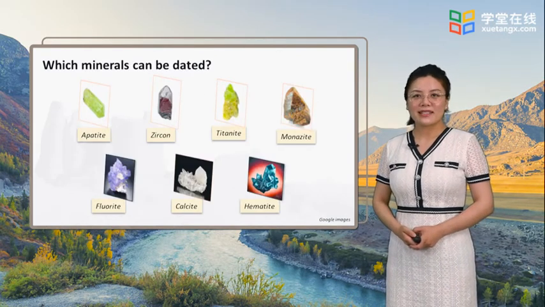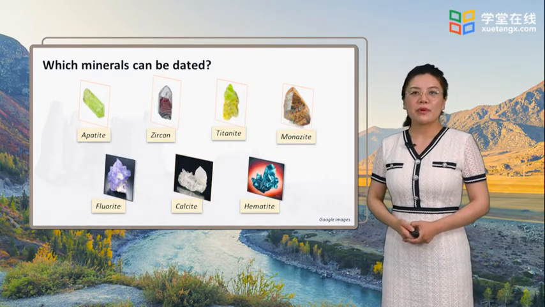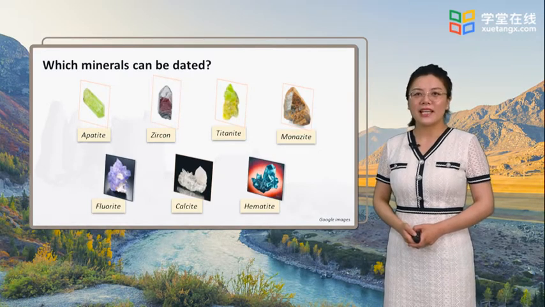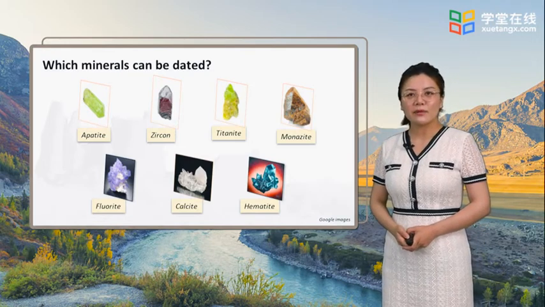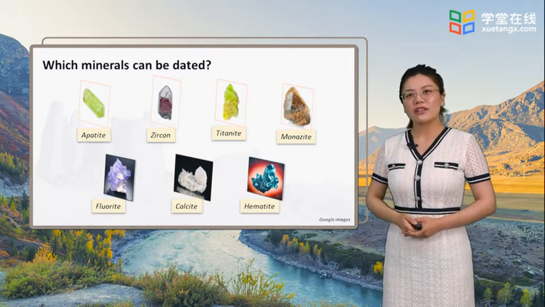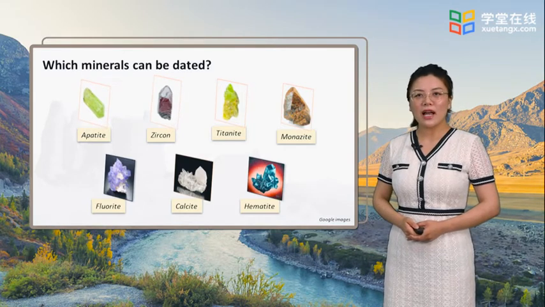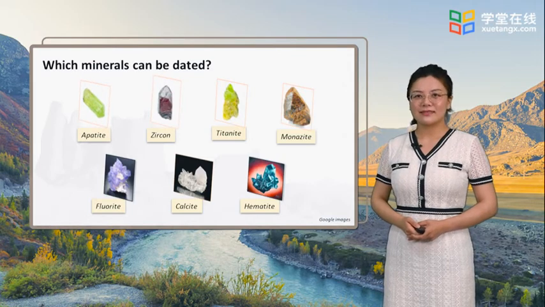Helium-4 systematics have been determined for a variety of accessory minerals, which preferentially incorporate uranium and thorium, including apatite, zircon, titanite, monazite, and also fluorite, calcite, and hematite. However, uranium, thorium, helium technology is mostly applied using the minerals apatite and zircon.